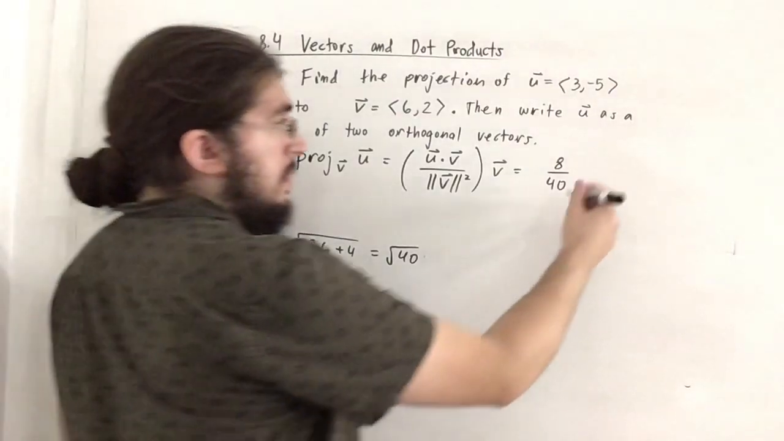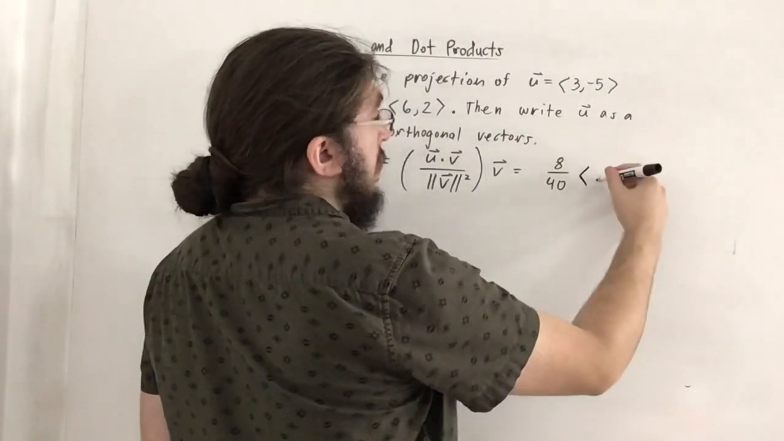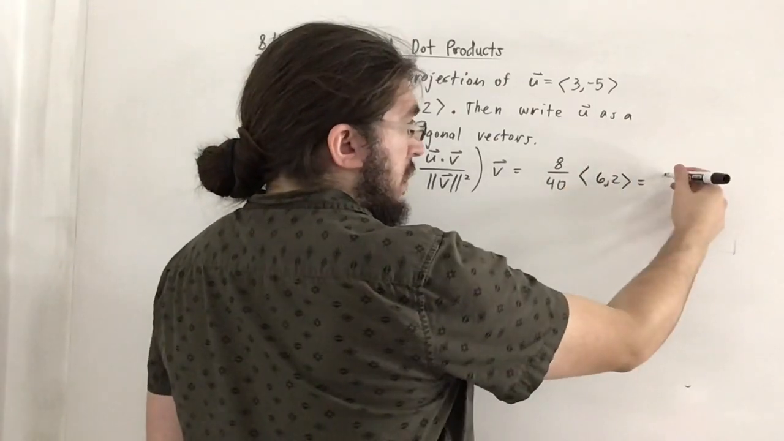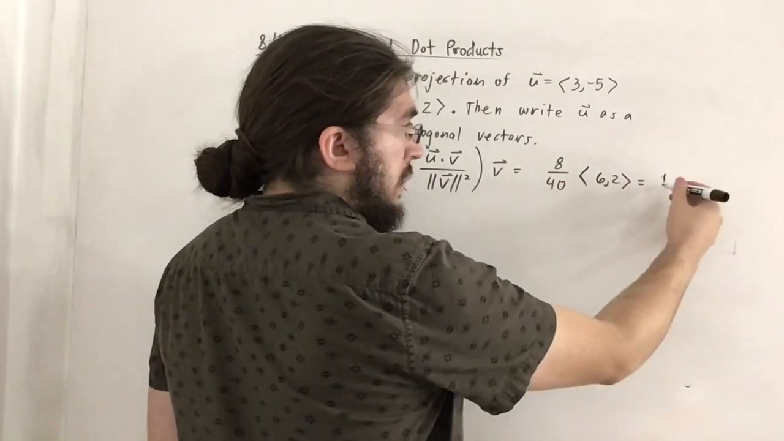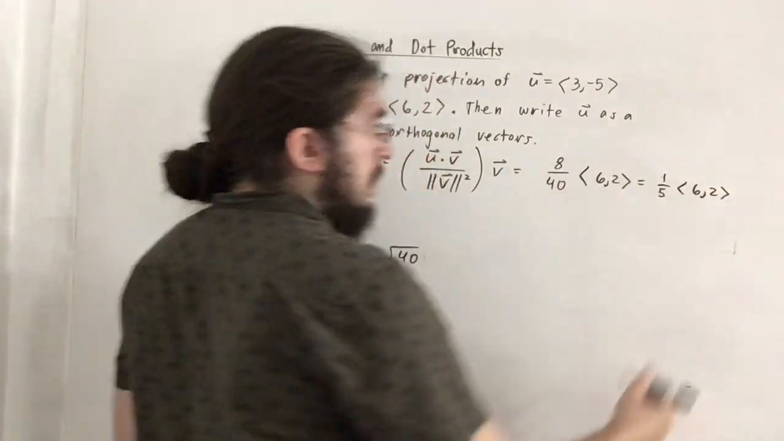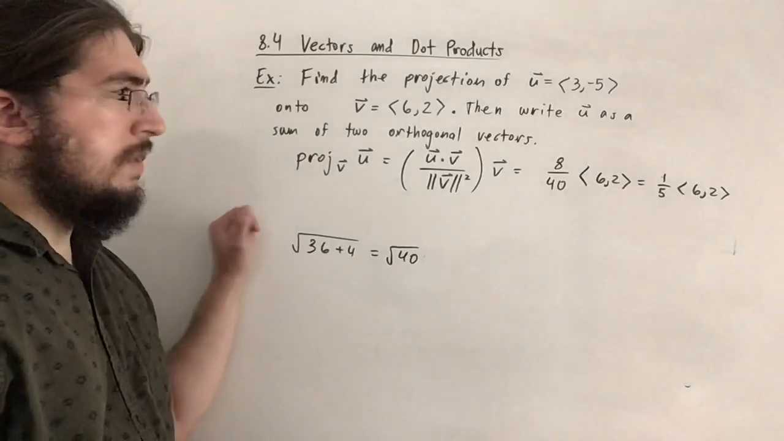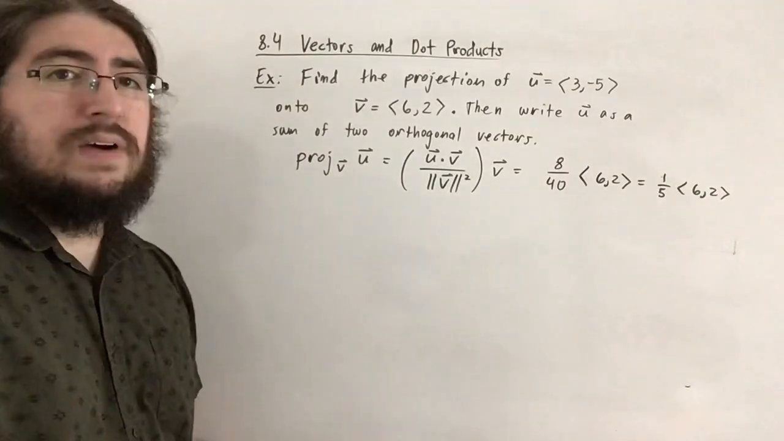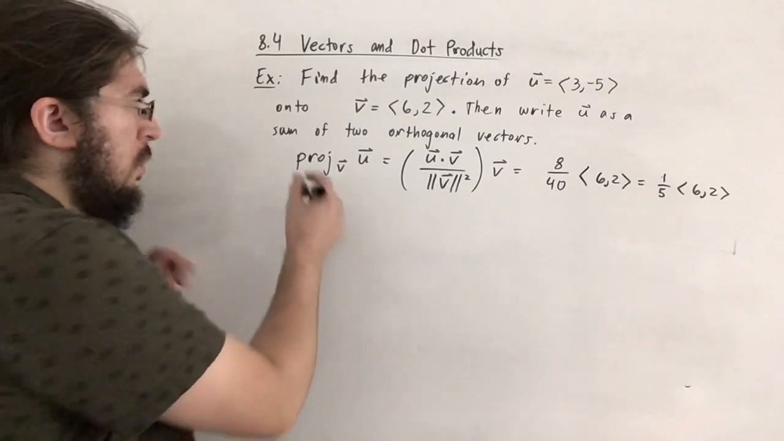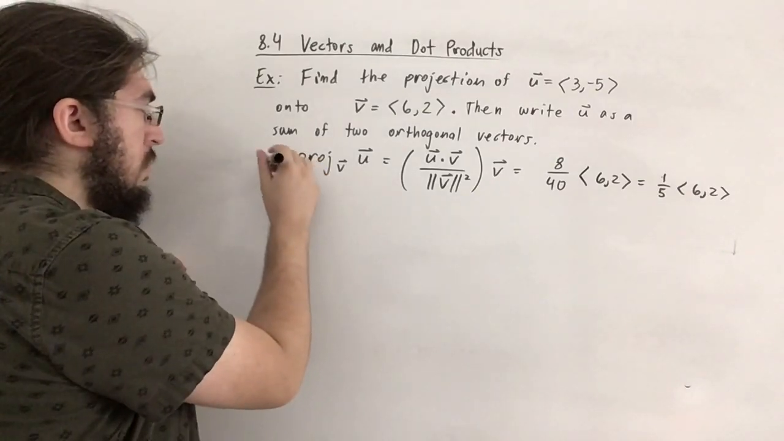And then now we're going to multiply this by the vector v, which is 6, 2. Now, of course, there's some cancellation here, and we get 1 over 5 times this vector 6, 2. And if you want to scale it in, you can. You'll get 6 over 5, comma 2 over 5, and that's okay. But I'm going to leave it like that, I think. And this is what we call W1.